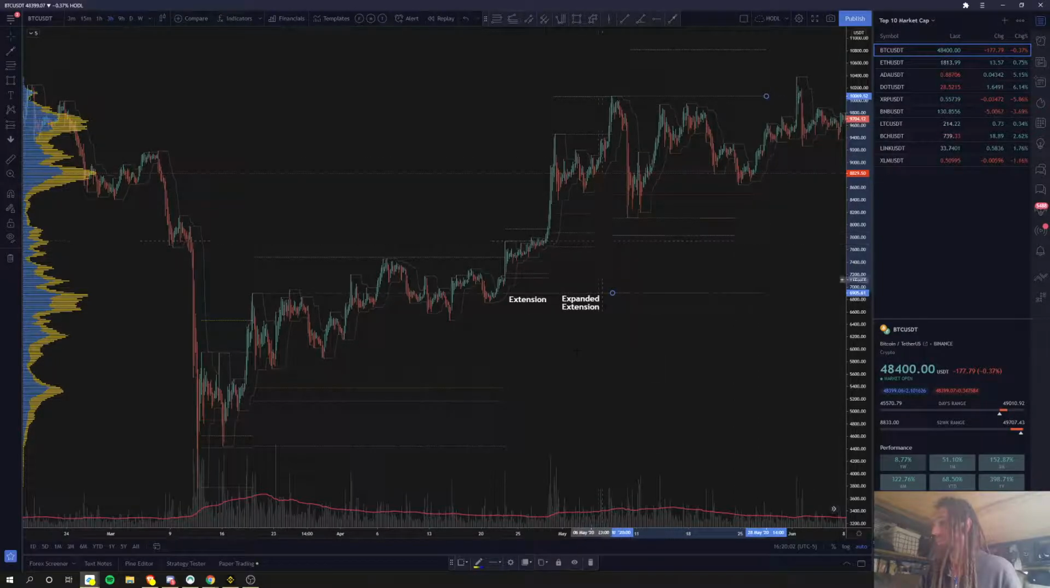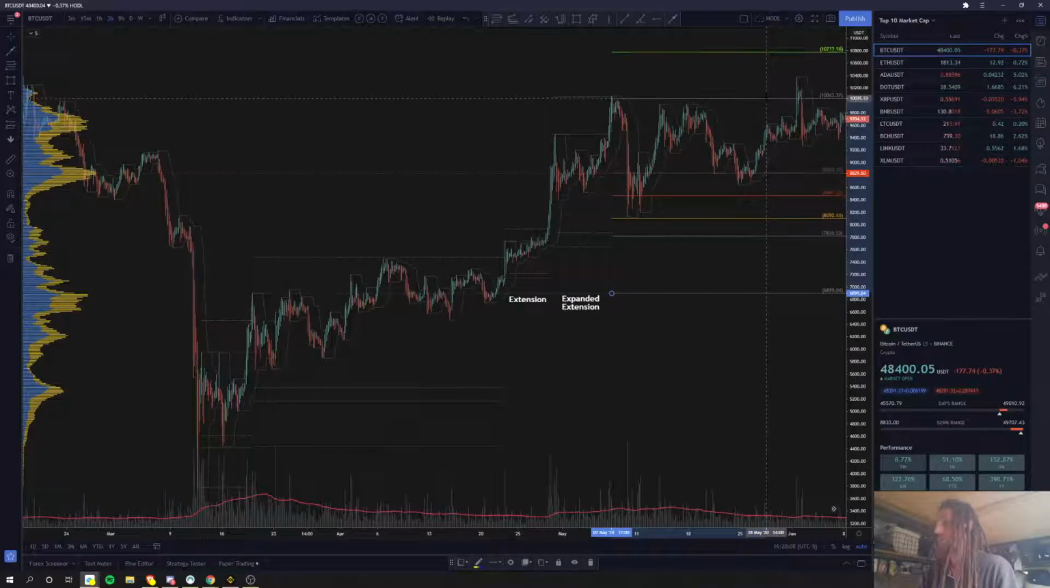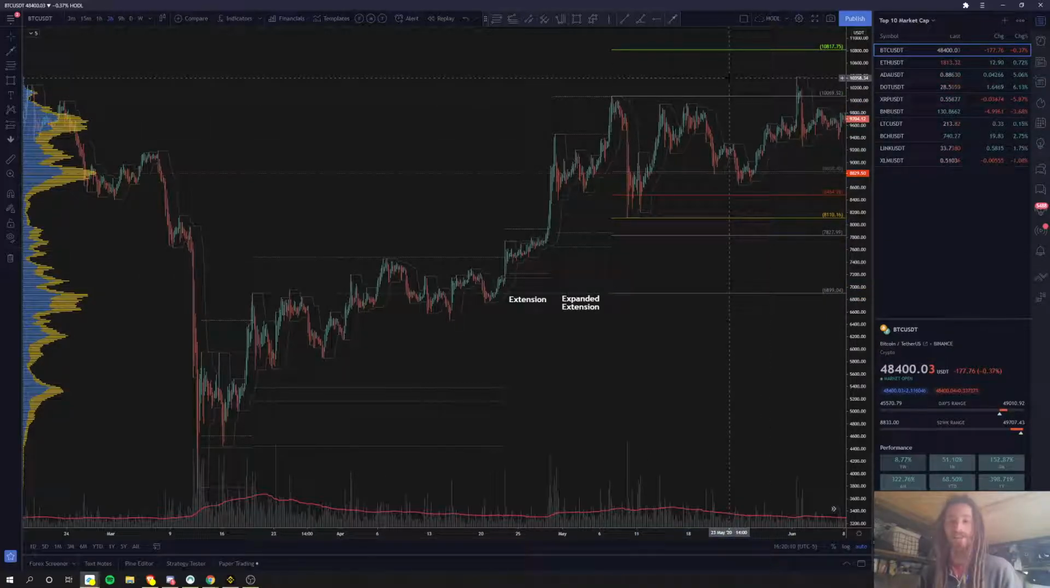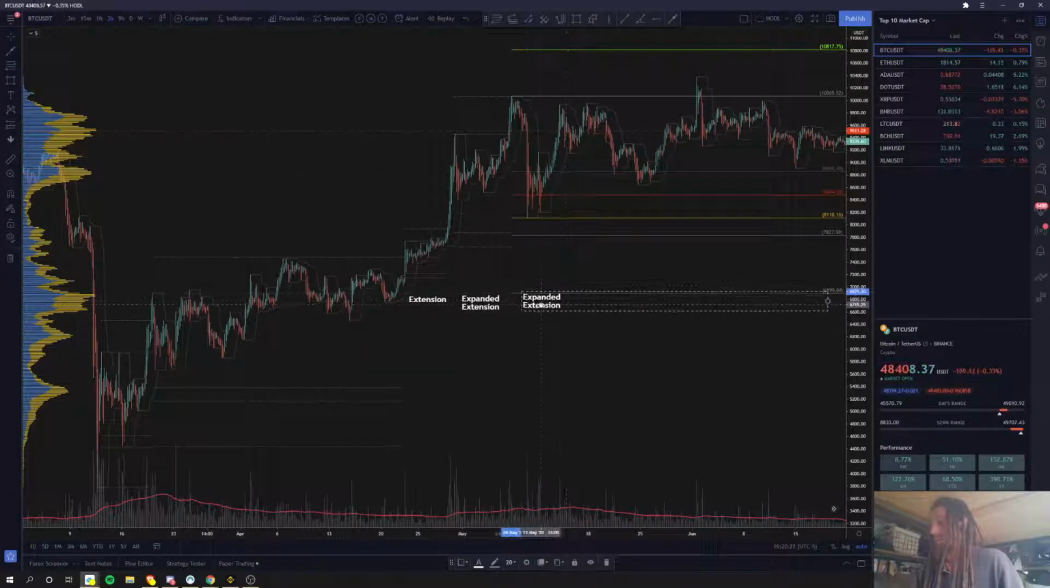We get a lovely reversal straight at the 618. Everybody knows about the 618, right? But it's which 618. The meat and potatoes of the system is the pivots that are chosen. It's the self-referential system. It's why this system is good, because it refers to itself. But anyway, it's another expanded extension. It's the third one, so this is good.